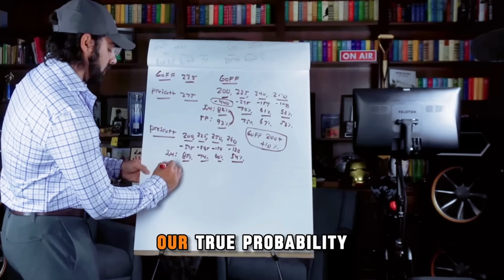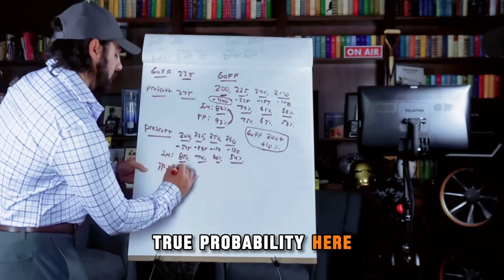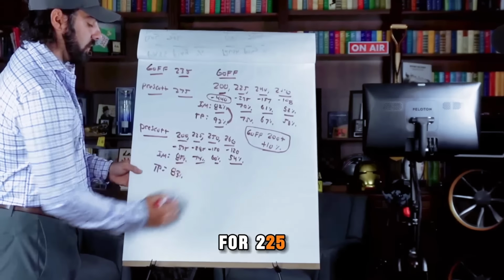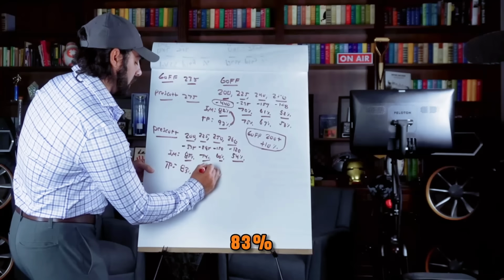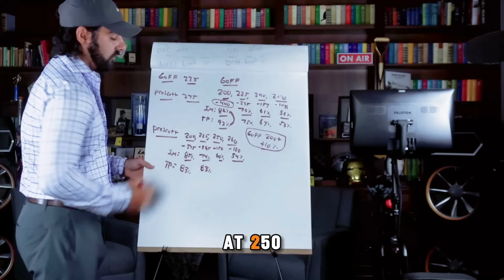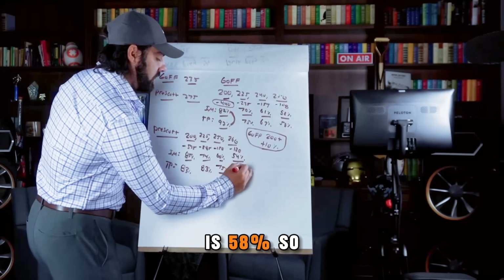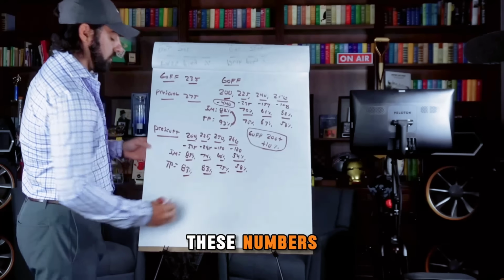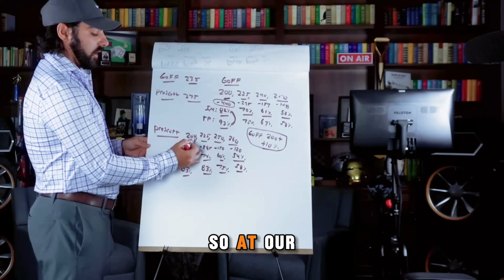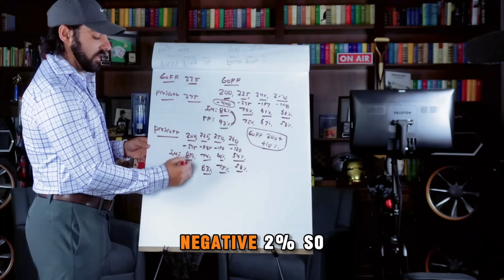Now, let's get our true probability here. True probability here is 83%. For 225, it is also 83%. Now let's look at 250. 250 is 75%, and 260 is 58%. So if we take a look at these numbers now, what do we got here? At our lowest line at 200, we have a negative 2%.